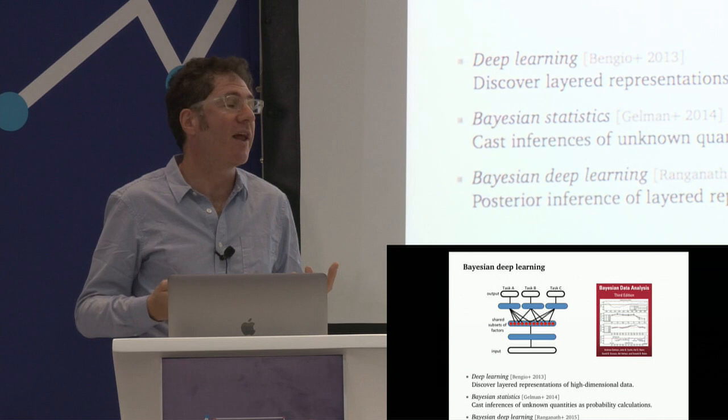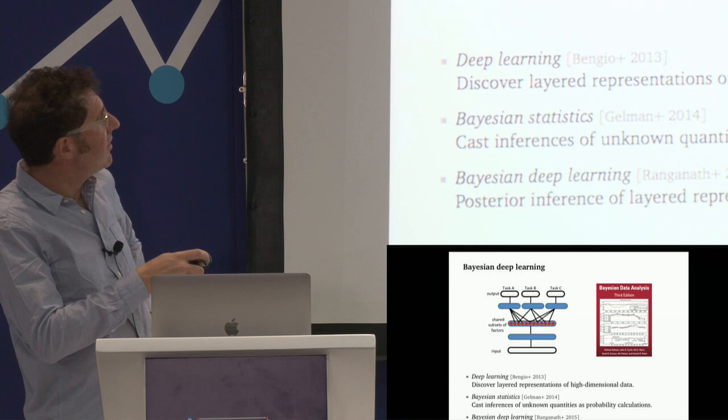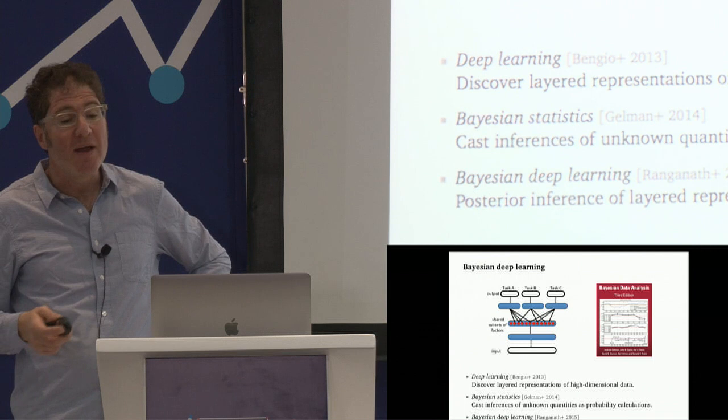My favorite book about Bayesian statistics is this one, Gelman et al. From 2014, that's the third edition, called Bayesian Data Analysis. It's a great book. So what is Bayesian deep learning?